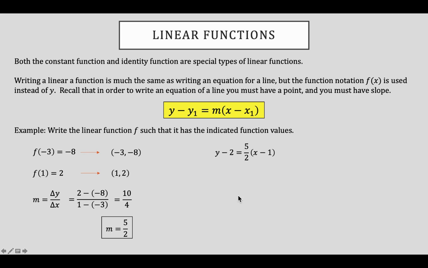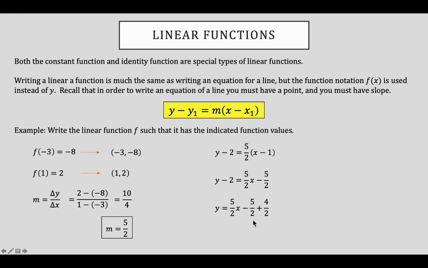To do that, I would begin by distributing this 5/2 through. That gives me y minus 2 is equal to 5/2 x minus 5/2. And finally, to solve for y, I need to add 2. Adding 2, we need to get a common denominator. We could rewrite that as adding 4 divided by 2. And we know that -5/2 plus 4/2 is going to be -1/2.